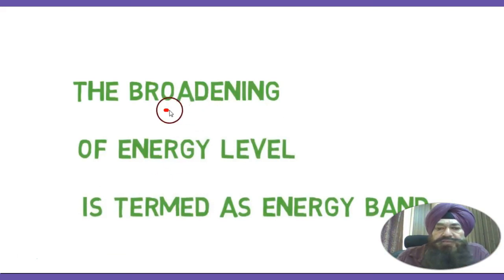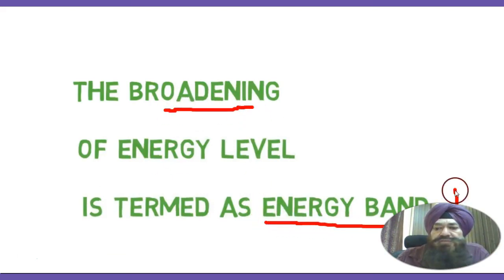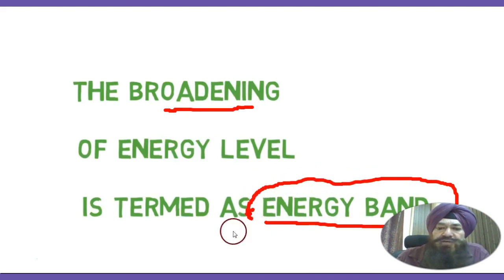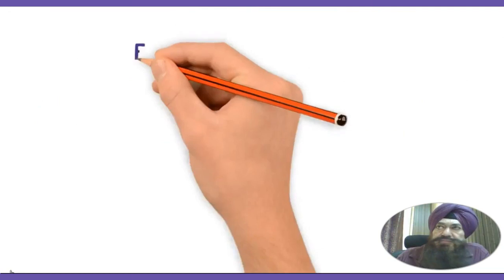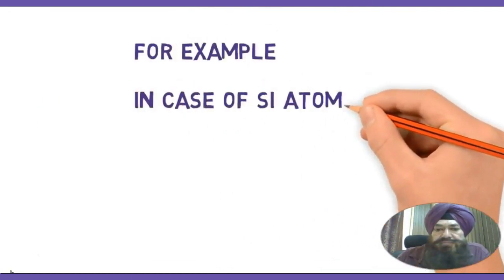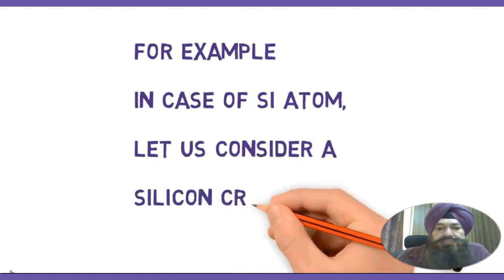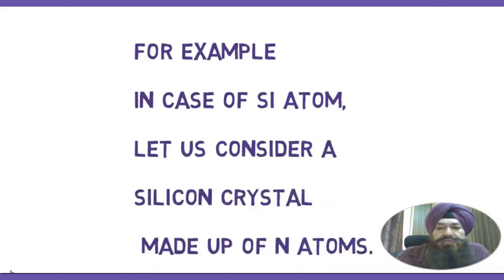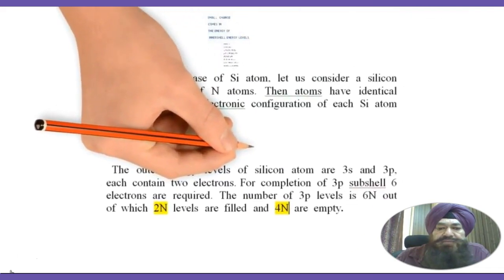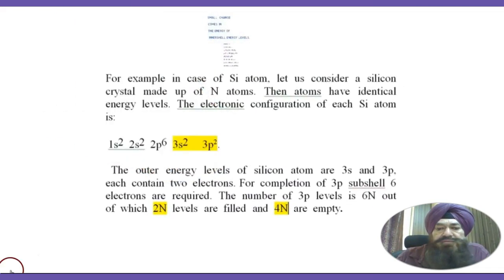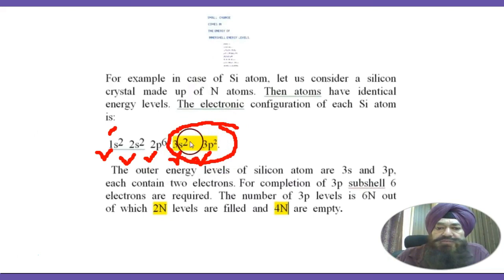And this broadening of the energy level is called an energy band. So take a silicon crystal made up of N atoms, and the electronic configuration of silicon is 1s2, 2s2, 2p6, 3s2, 3p2. So the outer shell has 4 electrons, 3s2, 3p2.